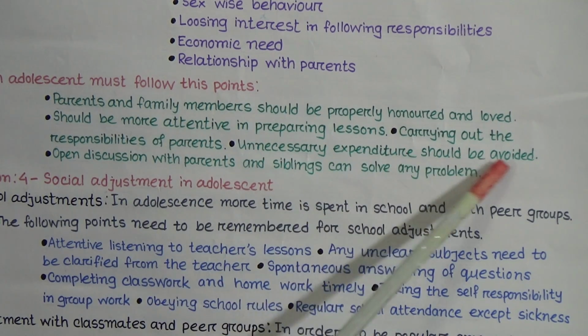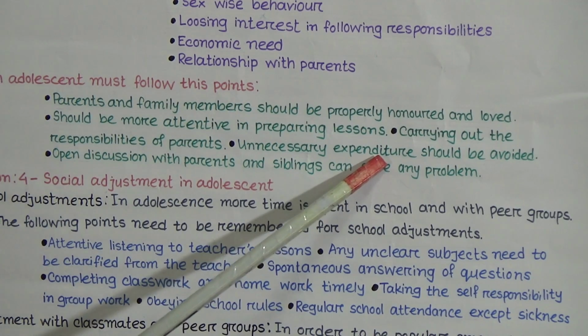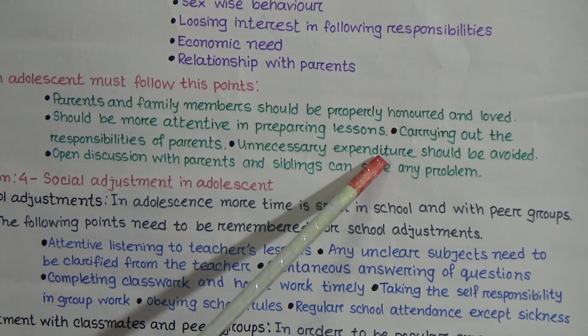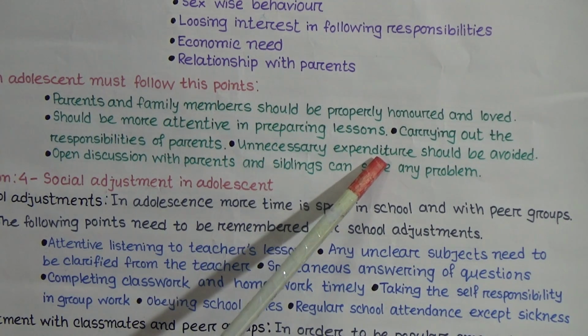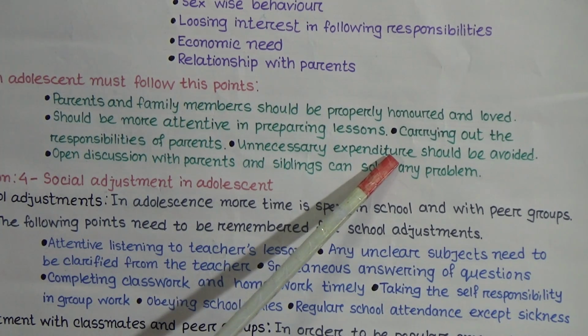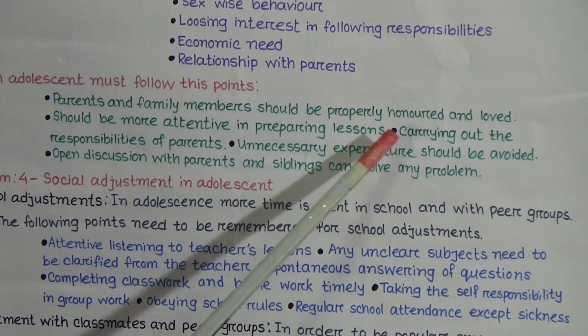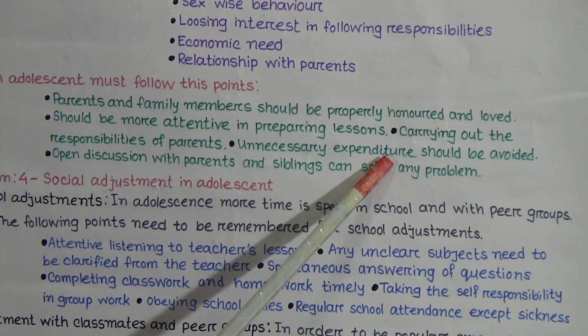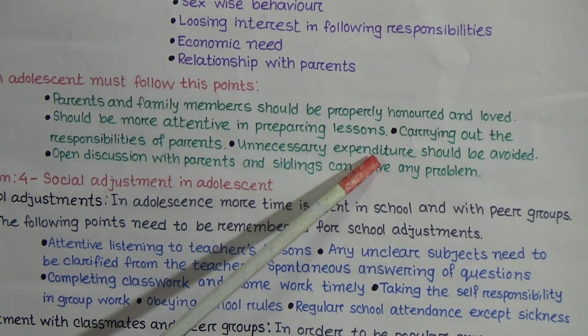Unnecessary expenditure should be avoided. Yes, it is true that at this time any child wants to do according to their wish. Sometimes they can do so, but they must keep in mind that they have to avoid unnecessary expenditure, because this is related to economic function. So that's why they must keep this in mind.